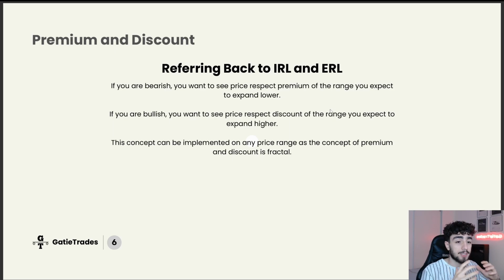So basically, if you're expecting a range to expand higher, you want to see us respect discount. That's this example. In this example, if you want to see a range expand lower, you want to see us respect premium. This concept can be implemented on any price range, as the concept of premium and discount is fractal. Let's cover all of what we just talked about on the charts, and we'll talk about how you can take trades with this, read price, and identify different ranges so you can implement this to your own trading.